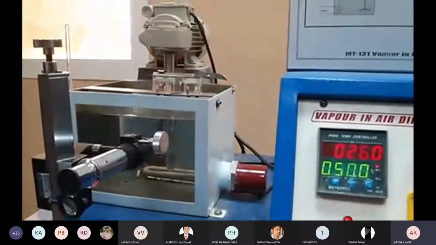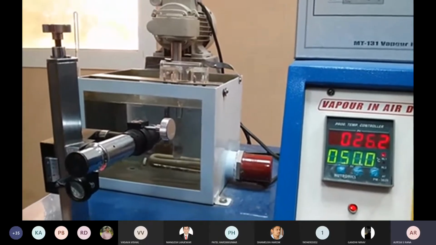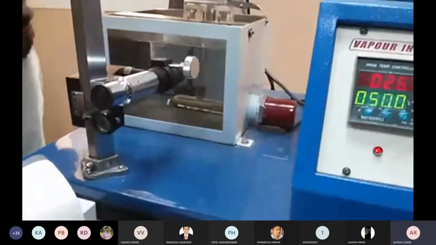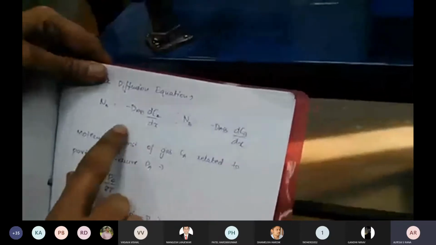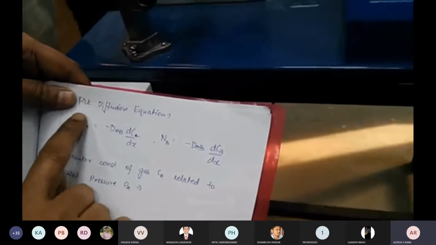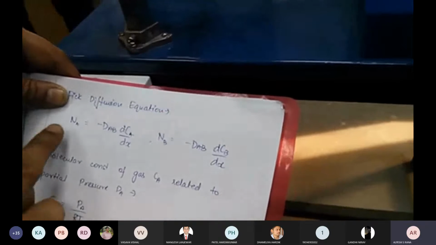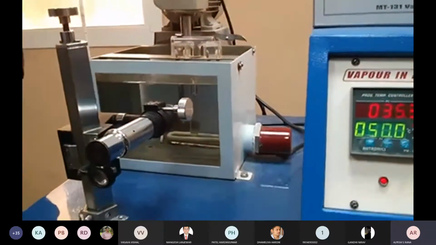Similarly, in mass transfer application, the rate of mass transfer is directly proportional to the concentration gradient, and the proportionality constant is what is known as the diffusivity. Here NA is the rate of diffusion of component A into component B. So in this experiment the component A is acetone.